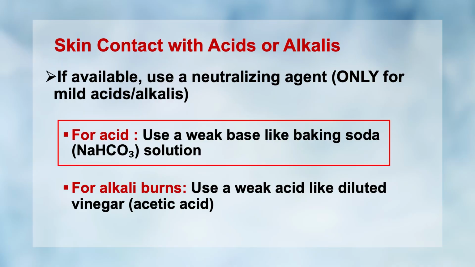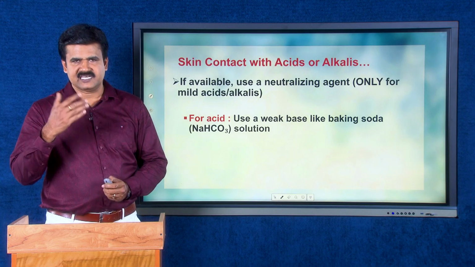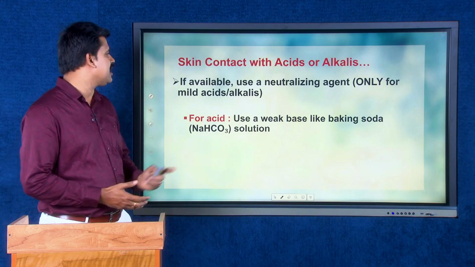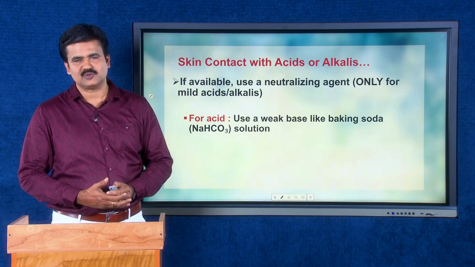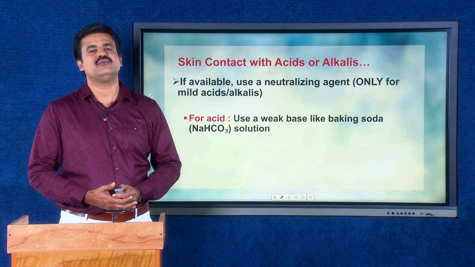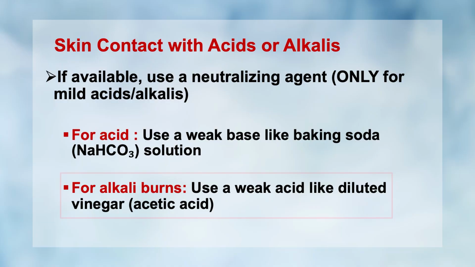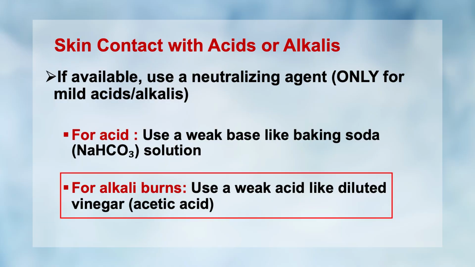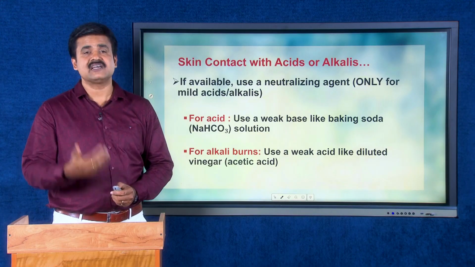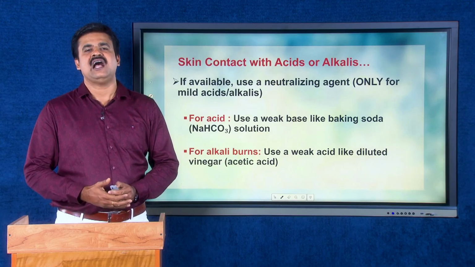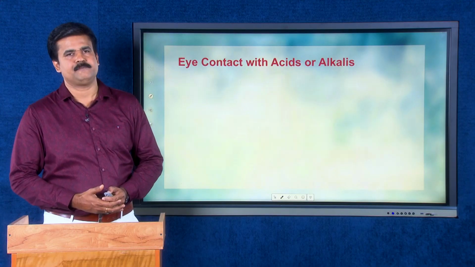For acid contact, we can use a weak base as neutralizing agent. That is, a weak base like baking soda or NaHCO3 solution, preferably 1% NaHCO3 solution, can be used for the neutralization of mild acids. However, for alkali burns, if the alkalis are mild, we can use an acid like diluted vinegar or acetic acid. You know, vinegar is a dilute solution of acetic acid. That vinegar solution can be used to neutralize alkalis when they are in contact with our skin.